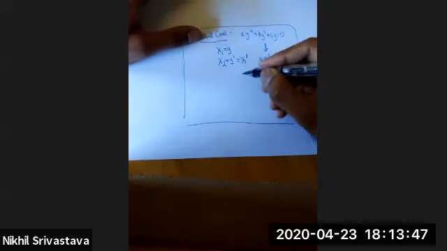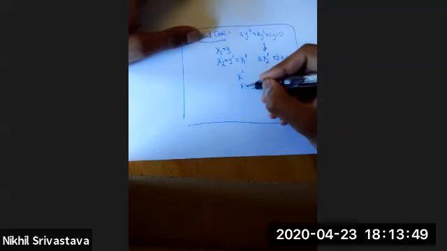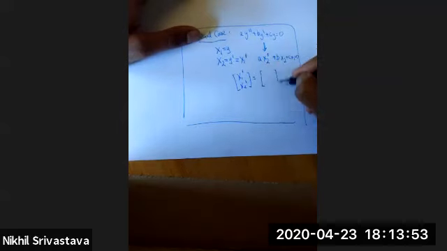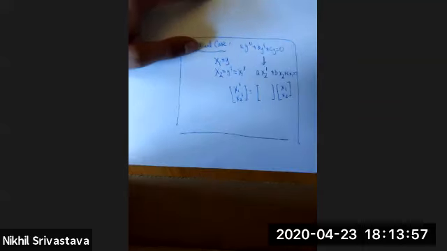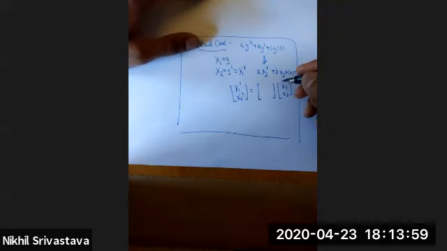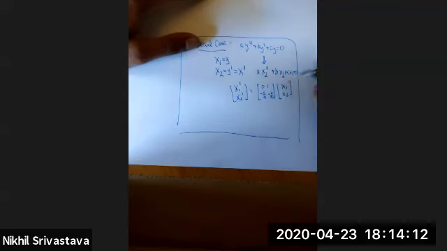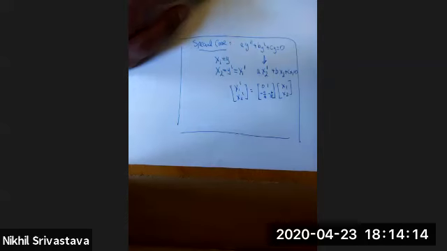So now, if you write this in normal form, what is it saying? Well, it's saying x1 prime, x2 prime is equal to some matrix times x1, x2. And what is that matrix? Well, the first row is just going to be 0, 1. The second row is you're going to move everything to the other side. You're going to get minus c over a and minus b over a, right?